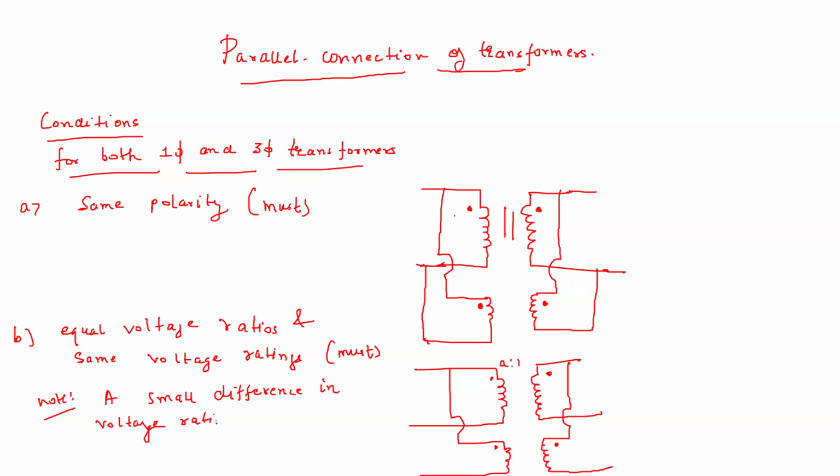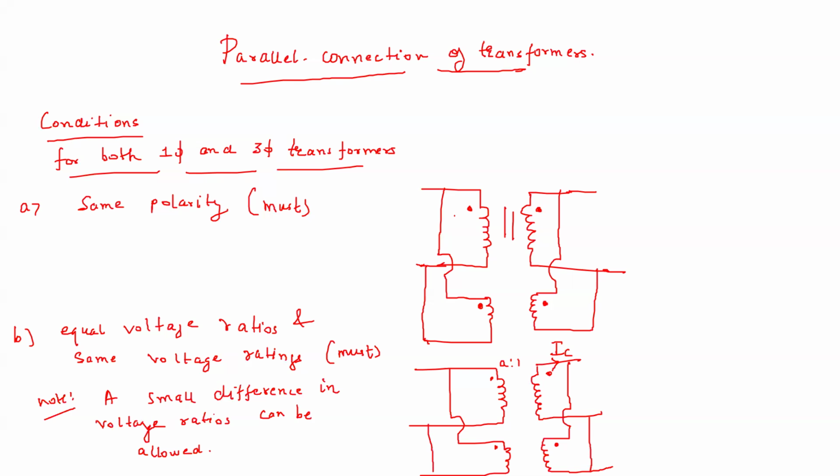Voltage ratios can be allowed. So you will see in today's assignment also there are some questions where this small voltage ratio difference is there. Now what happens due to this? Due to this there is a circulating current. The circulating current will flow between these two windings.